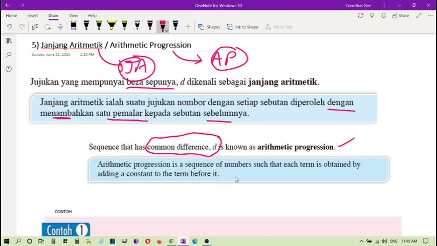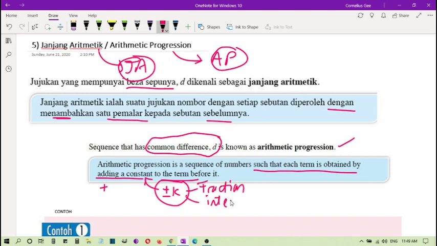So AP is a sequence of numbers such that each term is obtained by adding a constant to the term before it. So the concept is adding, and this constant can be plus or minus. It can also be a fraction. It can be a whole number, an integer. Okay, so this is an AP.